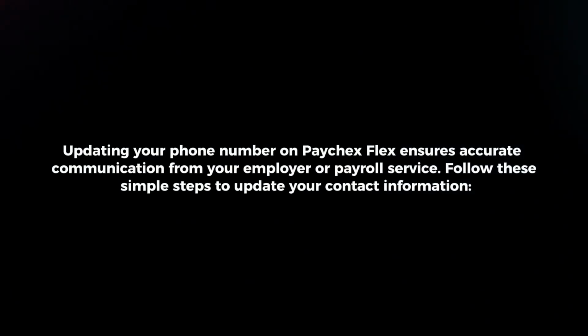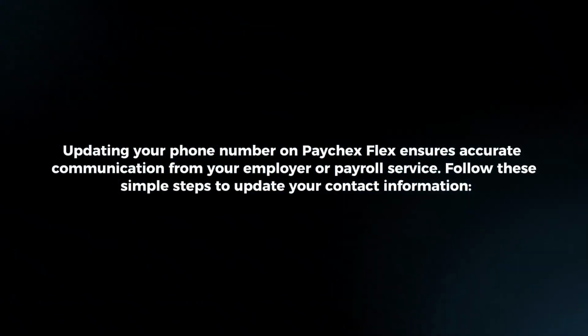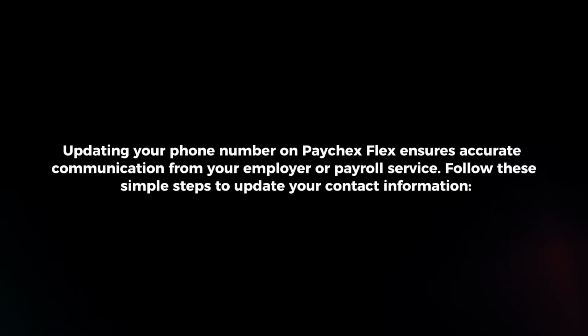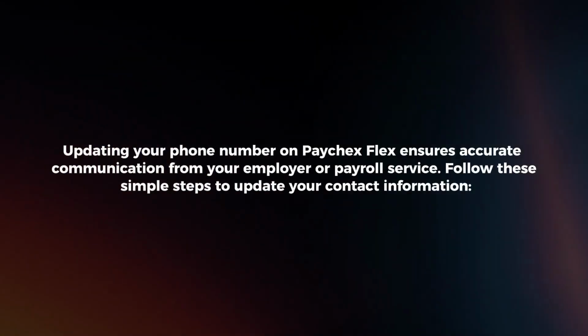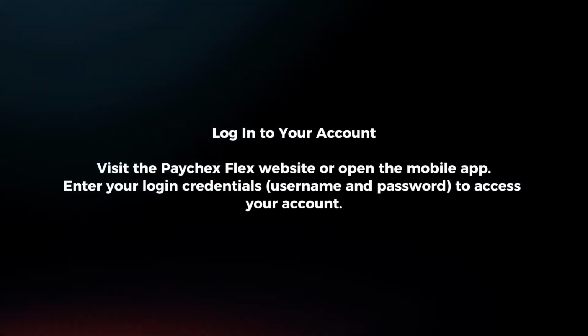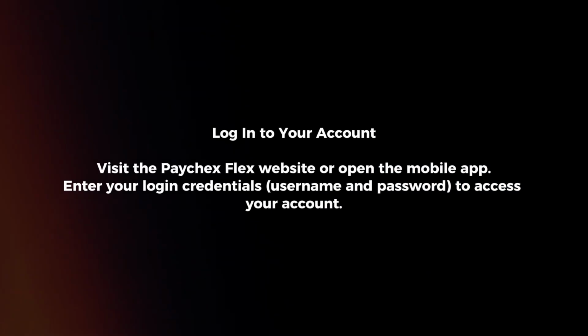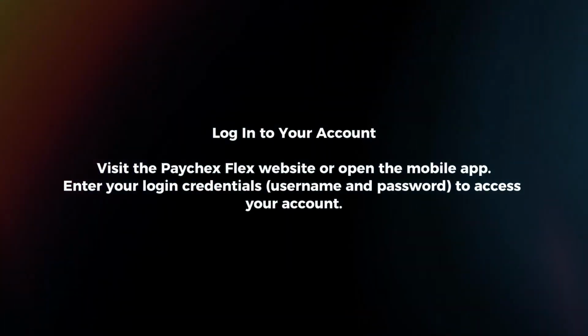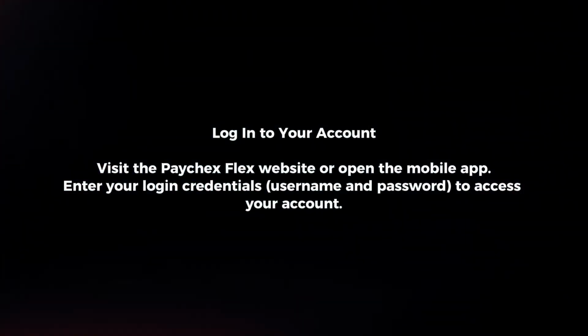Updating your phone number on Paychex Flex ensures accurate communication from your employer or payroll service. Follow these simple steps to update your contact information. Log into your account. Visit the Paychex Flex website or open the mobile app. Enter your login credentials to access your account.